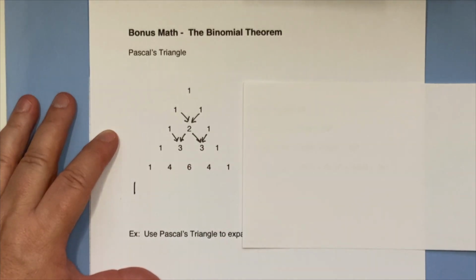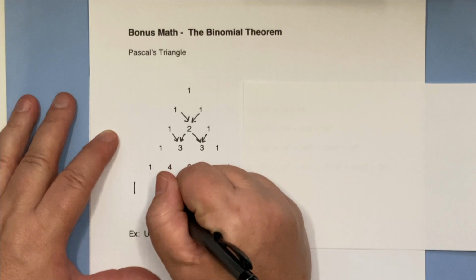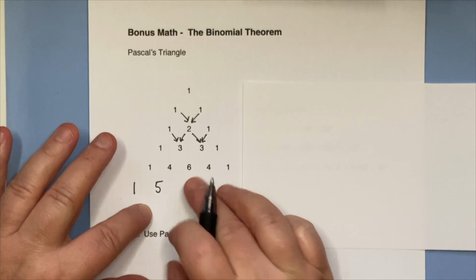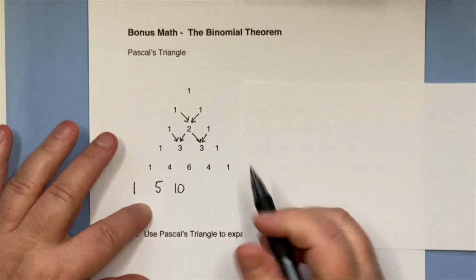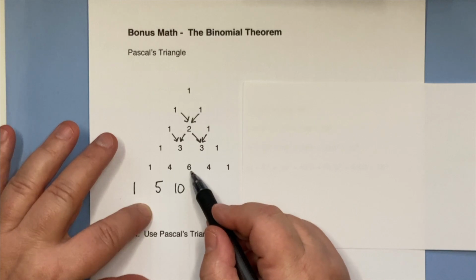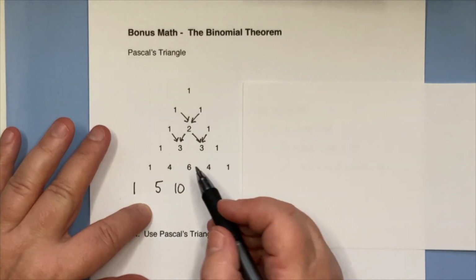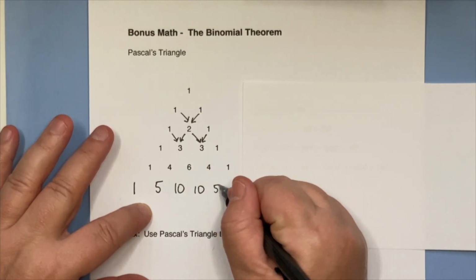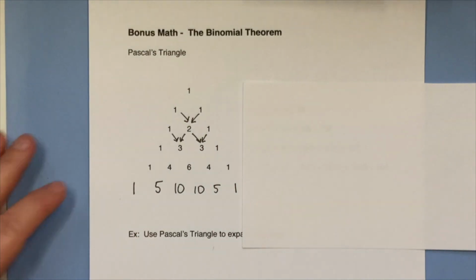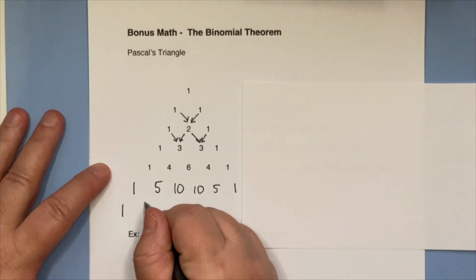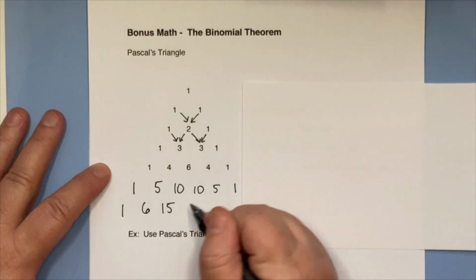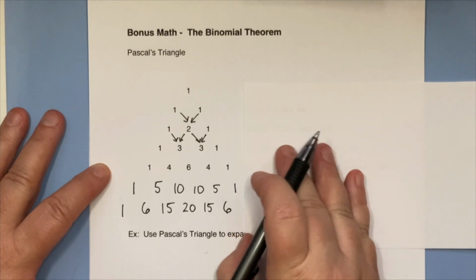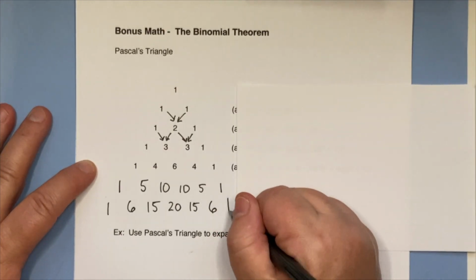The next number, what would that be? You got it. That's a 5. 1 plus 4 gives me the 5. Then the next number, 4 plus 6, is 10. And then it repeats, going in the opposite direction. So each row is a palindrome. So 6 plus 4 is 10. 4 plus 1 is 5. And then I end with the 1. And we could keep going. So the next one would be 1. You got it. 6, 15, 20, 15, 6, and 1. And so on.